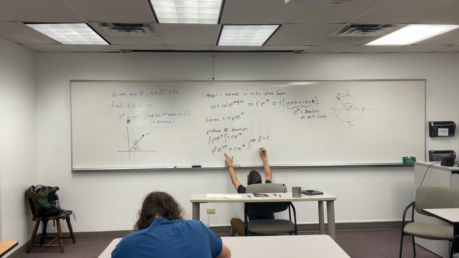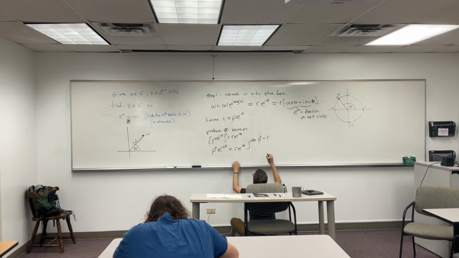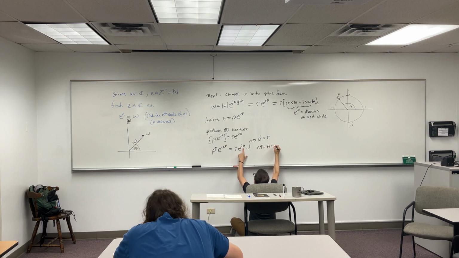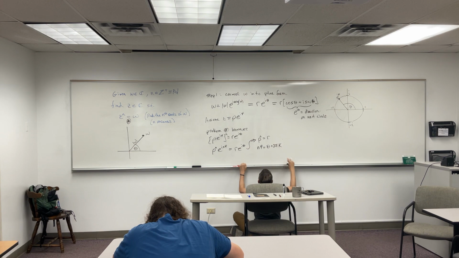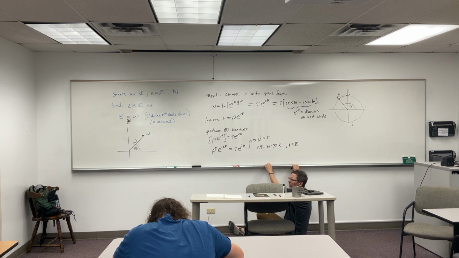And this exponent here and this exponent here have to describe the same angle. So it must mean that n phi is equal to theta, but that theta, remember I could spin around, so I'm going to put plus 2 pi k, so that this k is going to be an integer. And we're going to narrow that down in a bit.